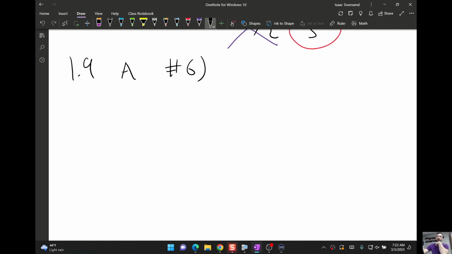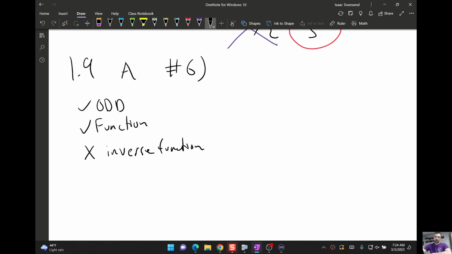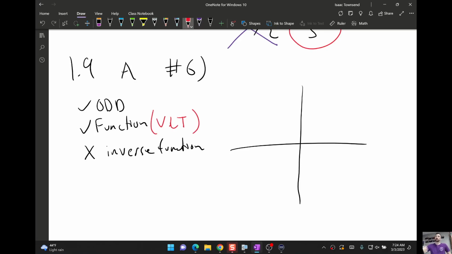Alright, sketch the graph of an odd function that does not have an inverse function. Okay, so many correct answers here, but to be a function, your final answer needs to pass the vertical line test. So whatever you put down on your paper, if you drew vertical lines, it can hit your graph at most once. So if that's not true, your answer cannot be correct.